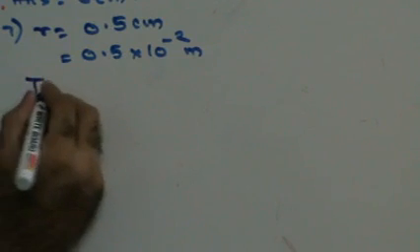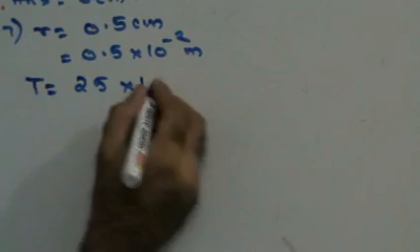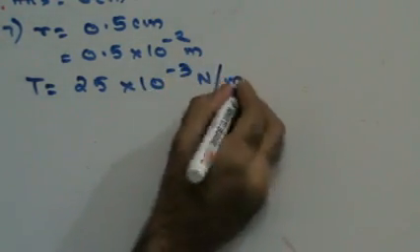Calculate the work done in blowing a soap bubble of radius 0.5 centimeters if the surface tension of the soap solution is 25 into 10 raised to minus 3 newtons per meter.